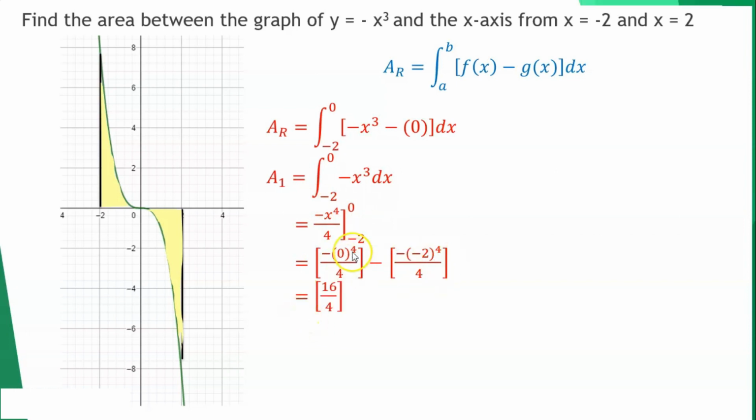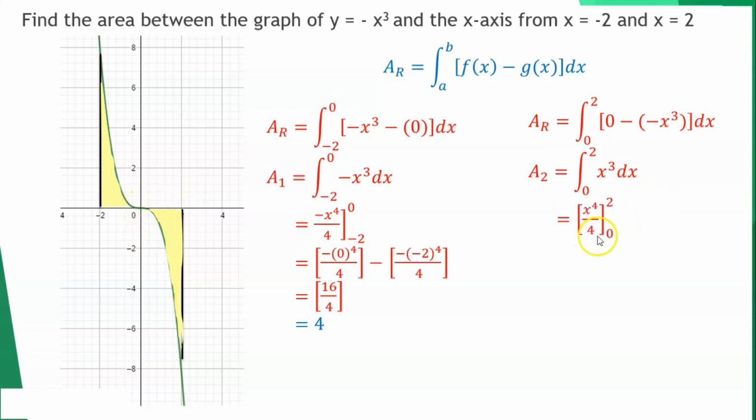So simplifying this, cancel. So negative 2 to the power of 4, that's 16. So times negative, so 16 over 4, that's 4 square units. So the area here is 4. Now, for the second function, take note, our upper function here is 0, and our lower function here is negative x cubed. So this is the function. So simplifying this would become the integral of x cubed dx evaluated from 0 until positive 2.